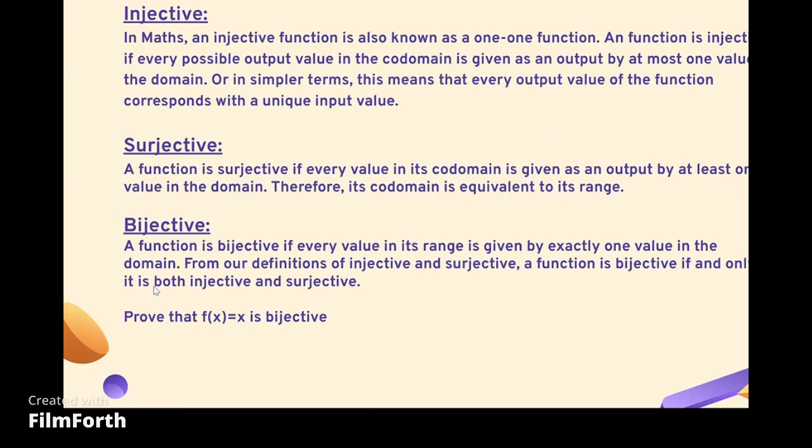Okay, so now this is a bit more complicated. In functions, we have the concept of injective, surjective, and bijective. Injective is also known as a one-to-one function, which means that every possible output value in the codomain has at most one value in the domain. That means for every output we get, it has a unique input that gets it there. And we can interpret this algebraically as follows.